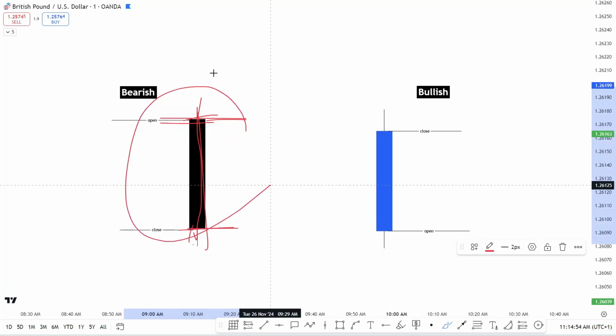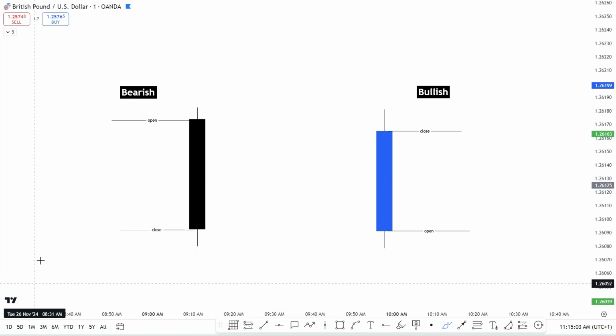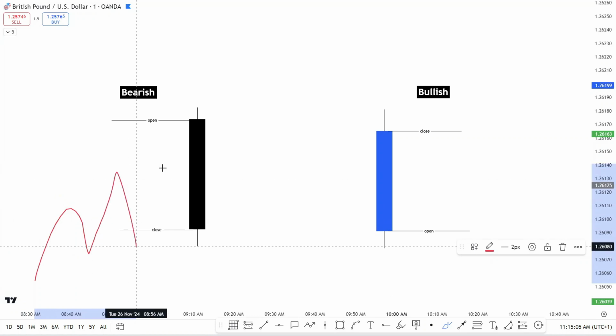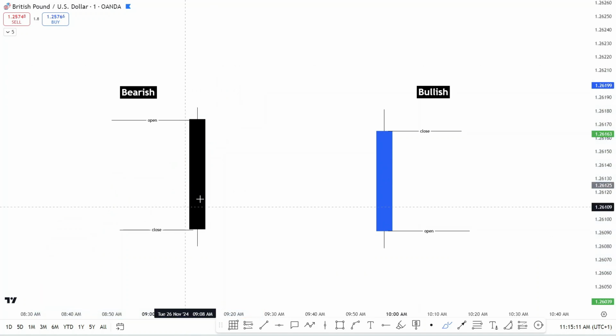So what will this understanding do for you? This understanding will help you to understand valid pullbacks. Most times pullbacks are not just a function of when you see anything that looks like this. It's not everything that looks like this that is a valid pullback, and I will show you in the chart in a while.